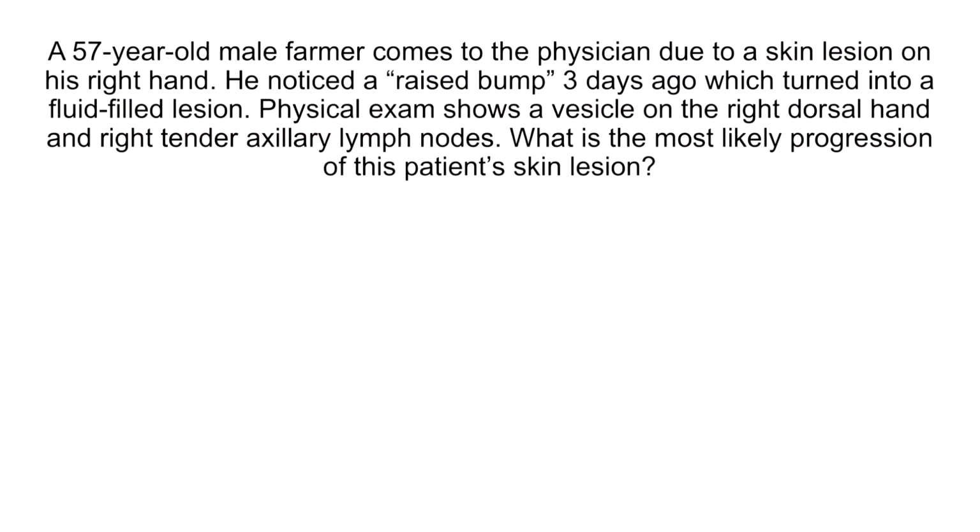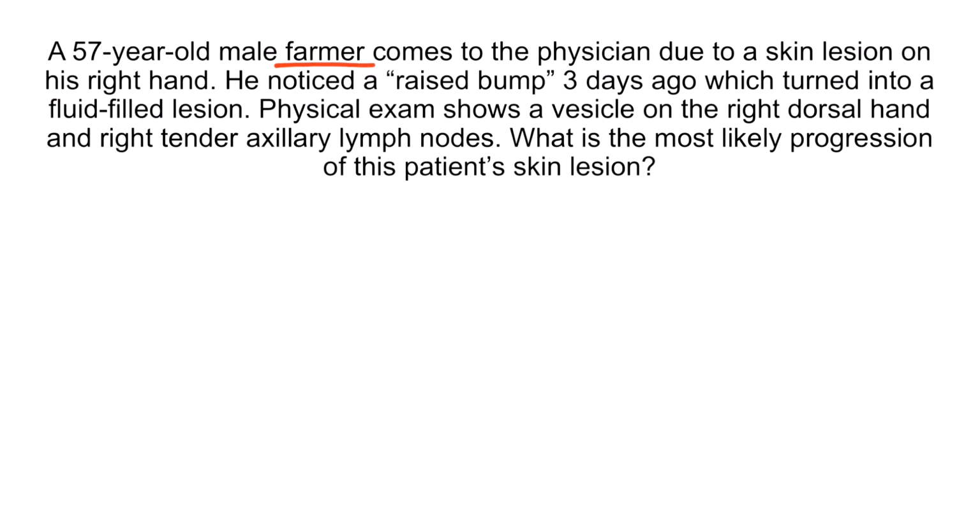All right, let's try another question. A 57-year-old male farmer comes to the physician due to a skin lesion on his right hand. He noticed a raised bump 3 days ago, which turned into a fluid-filled lesion. Physical exam shows a vesicle on the right dorsal hand and right tender axillary lymph nodes. What is the most likely progression of this patient's skin lesion?